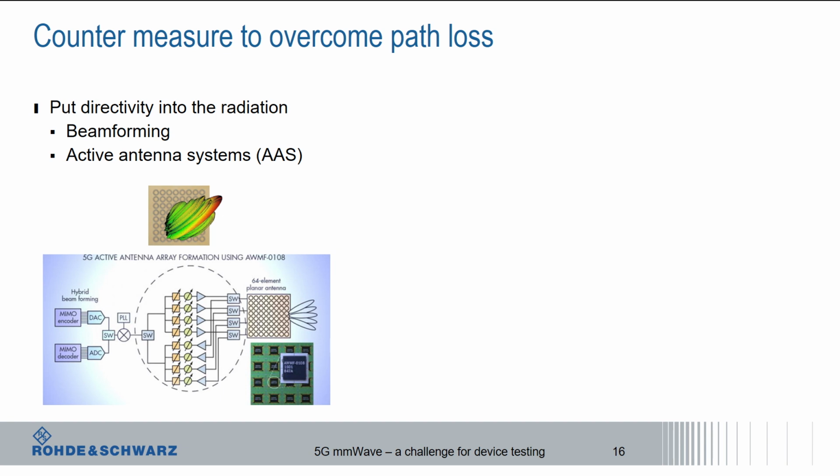Beamforming is done by active antenna systems. Active antenna systems are antennas consisting of multiple antenna elements, and each of these elements has phase shifters and amplifiers. By changing the phase relations between the different antennas and the amplification, I can steer the energy that the antenna is emitting into a certain direction.